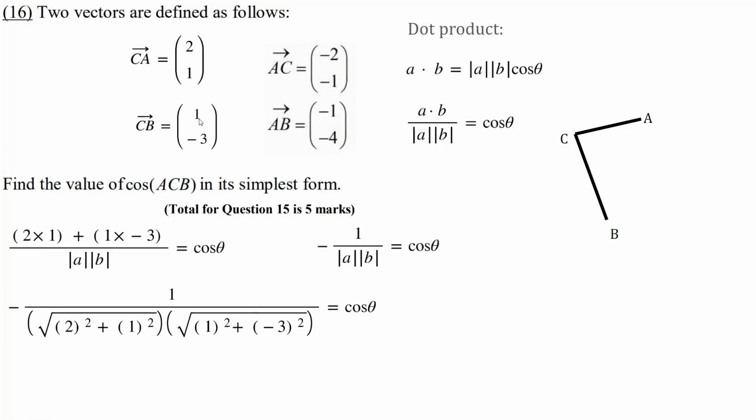Now here, it's 1 squared, add -3 squared. -3 squared is 9, and 1 squared is 1. So it's 9 plus 1, which is 10, and then square root 10. So it's root 5 times root 10, which is root 50. So it's -1 over root 50. And then rationalize, so you multiply by root 50 over root 50. Root 50 simplifies to 5 root 2. And that'll give you this cosine A. I should say ACB, not ABC. But yeah, it's what we wanted.